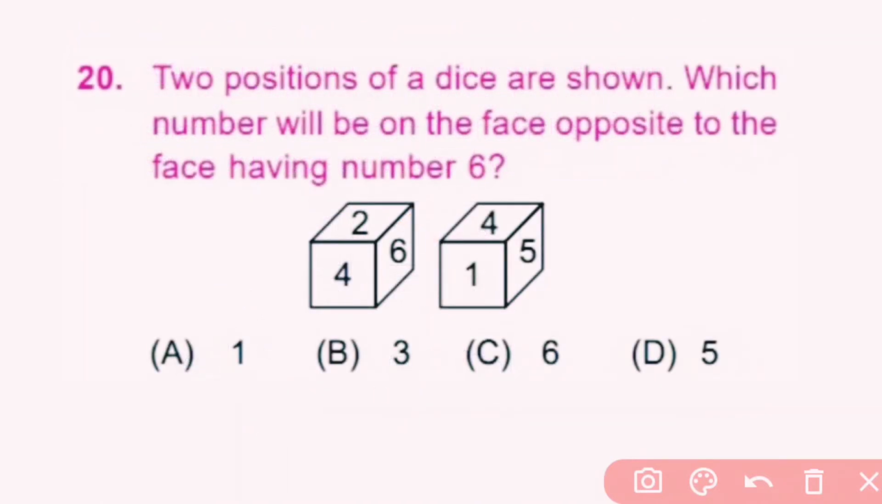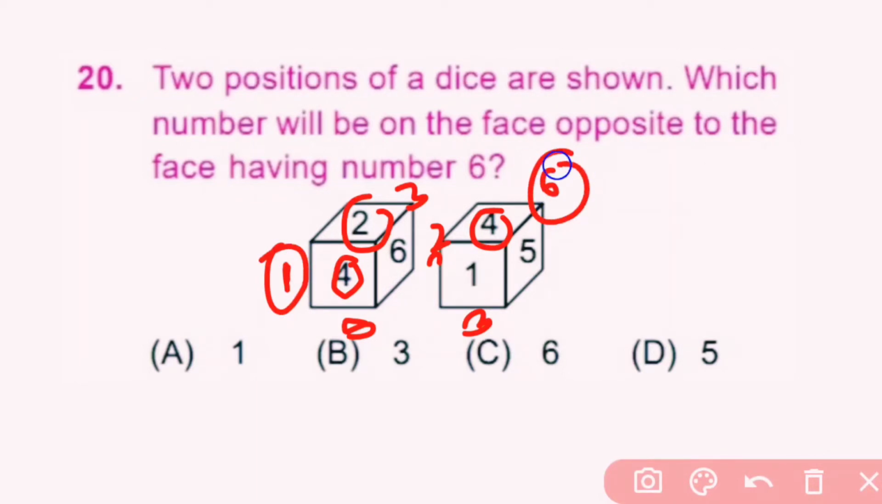Question number 20. 2 positions of a dice are shown. Which number will be on the face opposite to the face having number 6? So here 4. So opposite to 4, number 3 is there. Opposite to 2, number 5 is here. Opposite to 5, on this side is number 2, and opposite to 6, number 1 is here, meaning opposite to 1 is 6. So opposite to 6, number 1 is there. So here A is the correct answer.